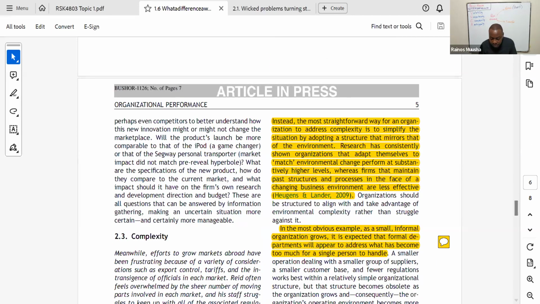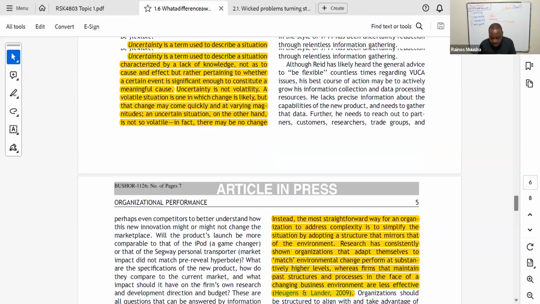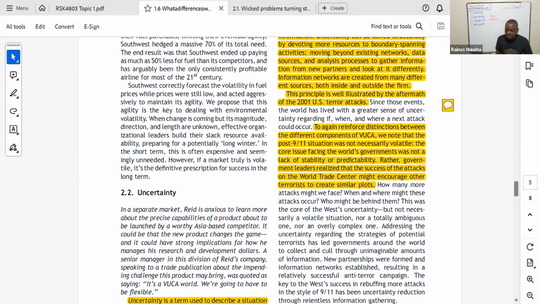Which means when you're looking at a situation of uncertainty, we're basically saying, after you look at what happened with the US terror attacks, you don't know whether there is going to be another attack or not. Remember we say the difference between a situation that is volatile and a situation of uncertainty is that with a situation of uncertainty, you don't know whether something is going to happen or not happen.